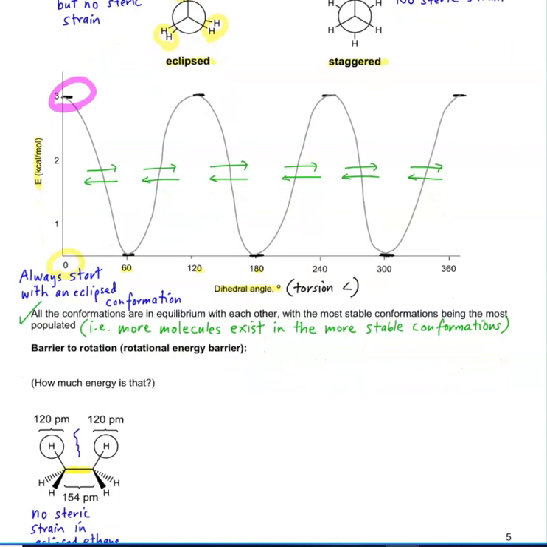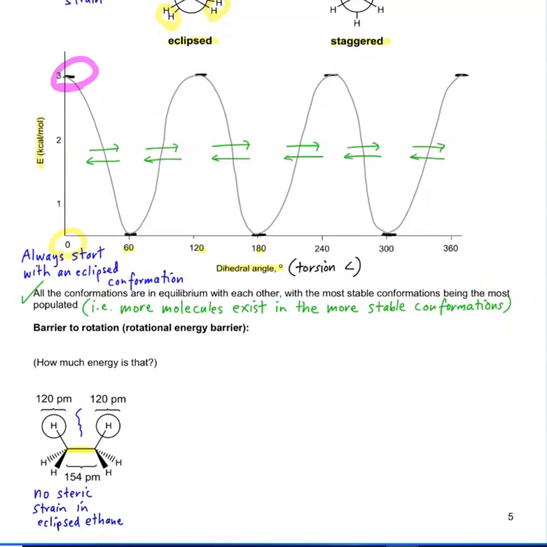We can also, at this point, revisit what we saw in the first part of the notes, and that is the barrier to rotation, or the rotational energy barrier. So let's give this a more precise definition. This is going to be the difference in energy between the highest energy conformation around a particular bond, so the highest energy conformer and the lowest energy conformer, again, around a particular bond.